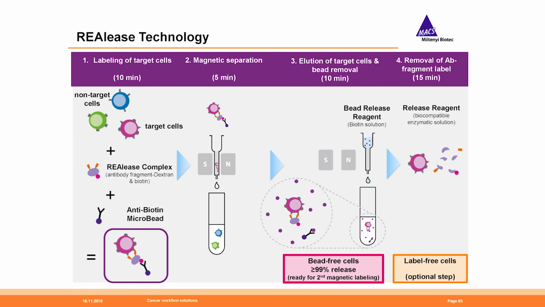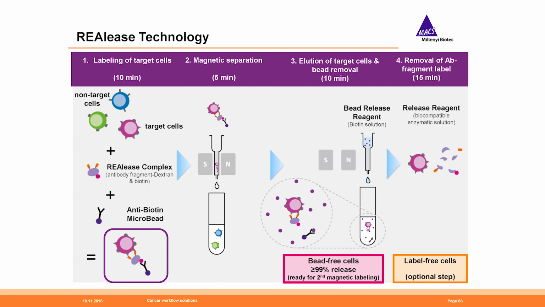But then there's even the next step. So now this is brand new. It's called REAlease Technology, where again, you have your target cells and your non-target cells. You're now putting on a REAlease complex, as we call it, which is an antibody with the fragment dextrin and biotin. So you have a biotin here, which then needs the antibiotin microbead. And basically, this construct here is now your labeled target cell.